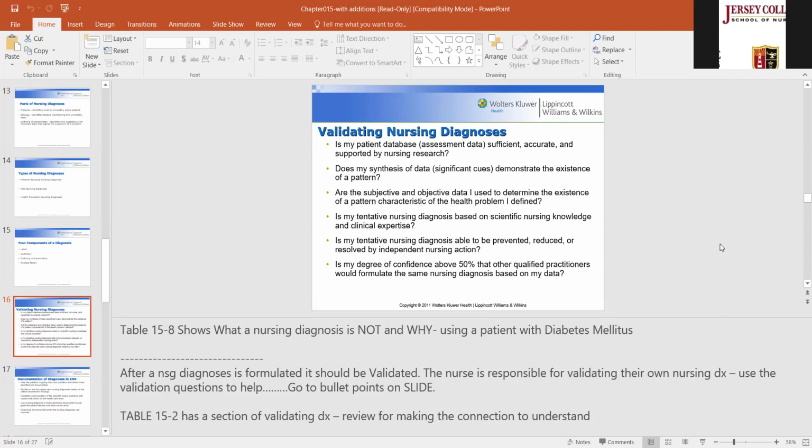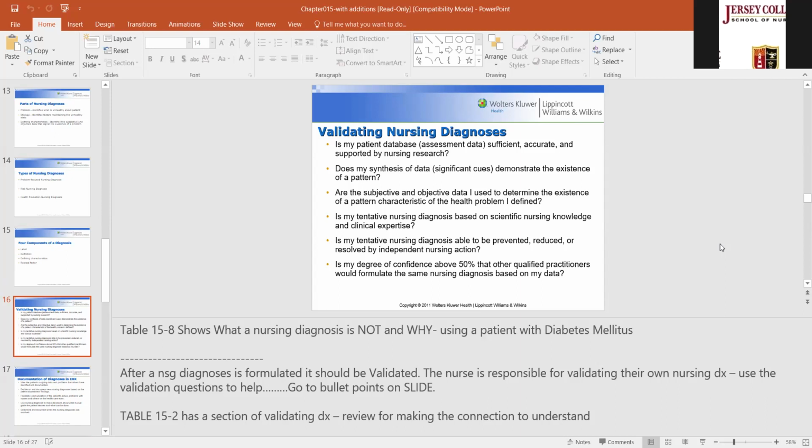Are there subjective or objective data that I use to determine the existence of a characteristic of the problem I define? So are there symptoms that support this diagnosis? Is my diagnosis based on scientific nursing knowledge and my clinical expertise? And is my tentative nursing diagnosis able to be prevented, reduced, or resolved by using independent nursing actions? And sometimes they might be able to be resolved completely using independent nursing actions. And sometimes you might need a combination of both.